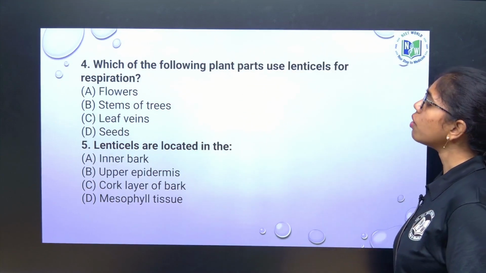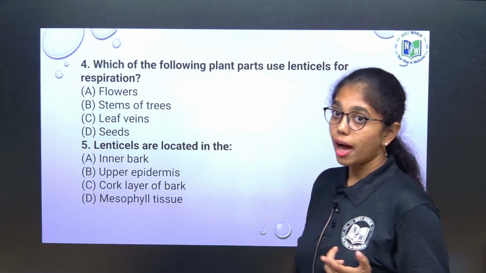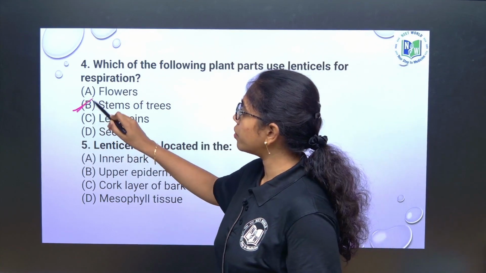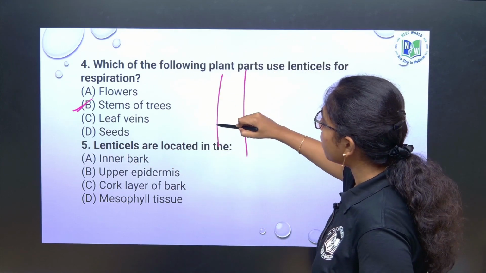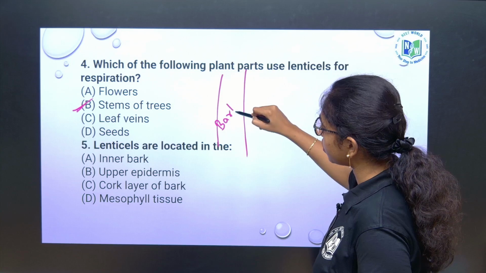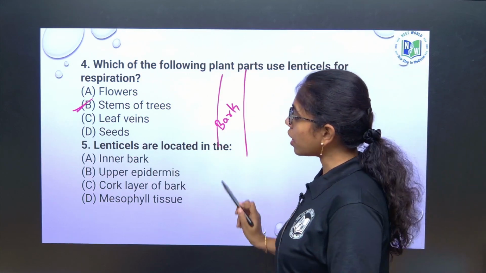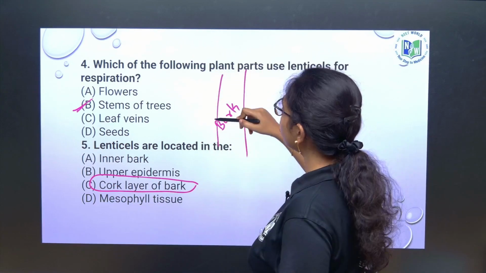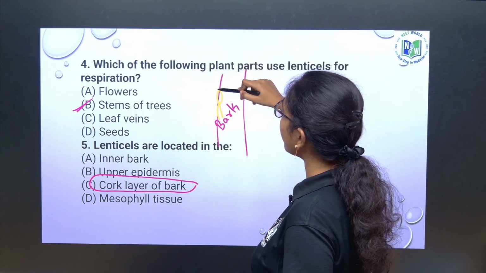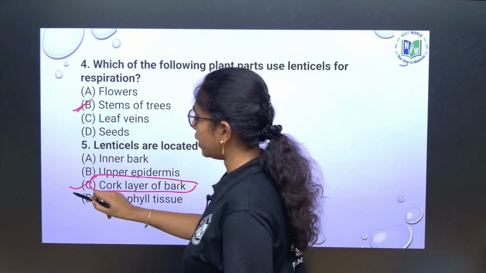Next, which of the following plant parts use lenticels for respiration? Of course, it is stems of the trees, because lenticels are present on the bark of woody stems, okay. Next, lenticels are located in the cork layer of the bark. What is cork layer, beta? The superficial layer or the upper layer which is present over the bark, that is called the cork layer.